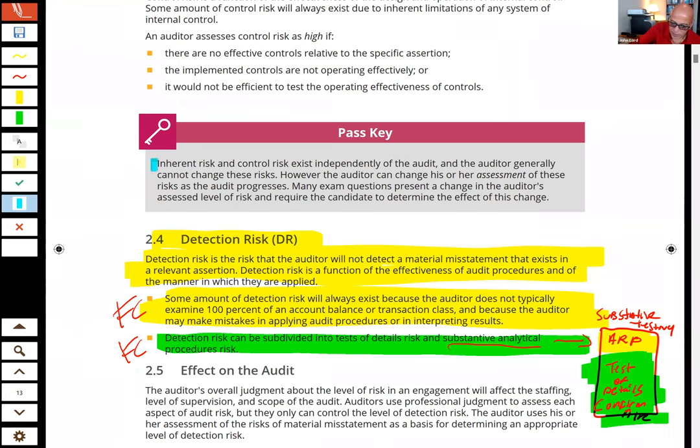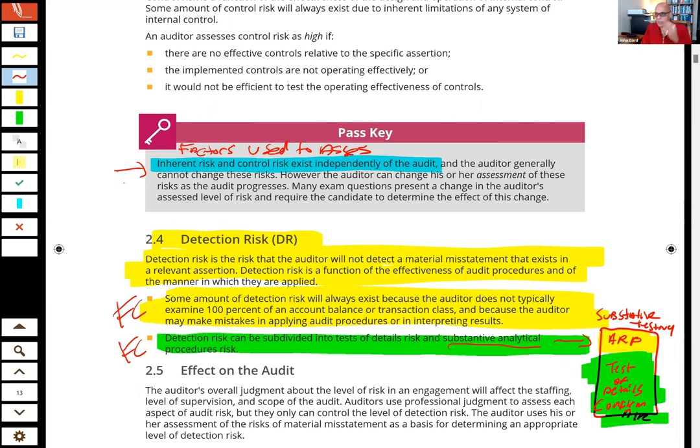Let's take a look at this passkey. They tell us inherent risk and control risk exist independently of the audit. What I want you to put here is factors used to assess inherent risk and control risk. Whatever the inherent risk is associated with cash, I can't change that. I can change my assessment, but I can't change the factors that lead to the assessment. Control risk, if the client has poor controls, I can't change that fact. Now I can change my assessment.